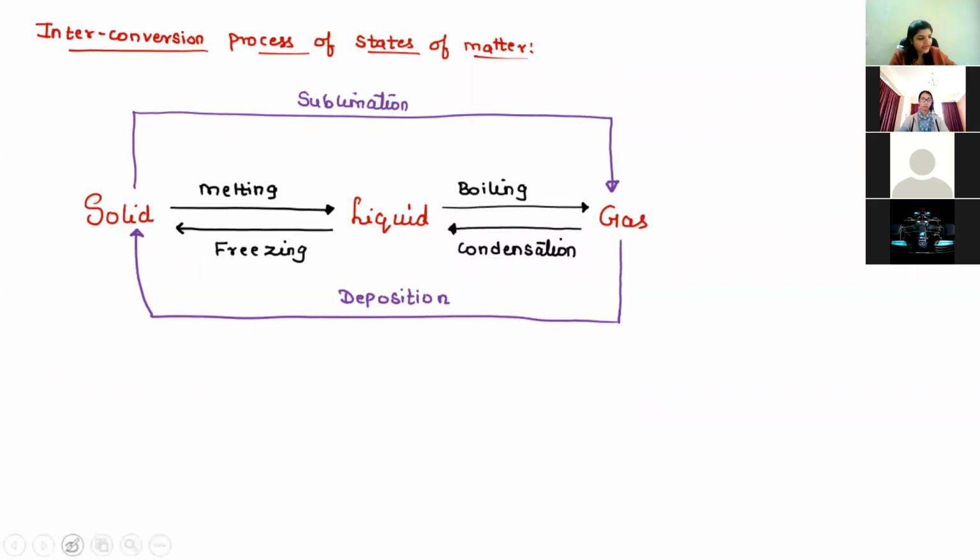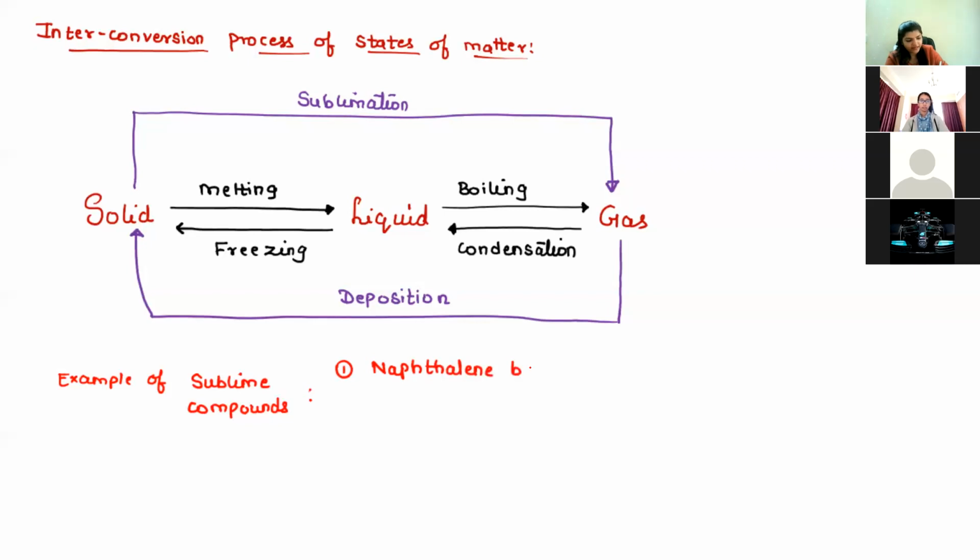And let us write some examples of sublime compounds. Okay, can anybody give me some examples of compounds which can undergo sublimation? Solid directly to gas. Yes, Charlie. It's naphthalene balls. Very good. They disappear without leaving any trace of solids. Very good. Naphthalene balls.